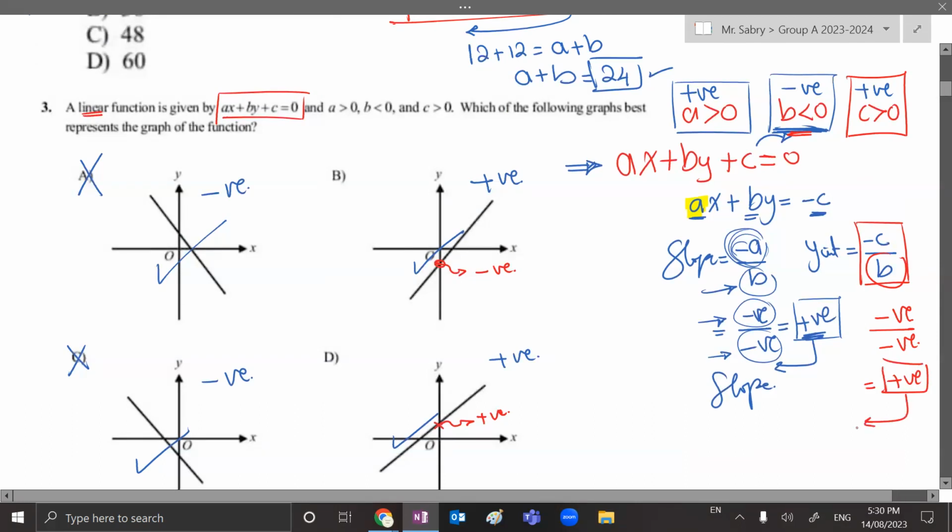So that means that the y-intercept must be positive as well, which then means that D must be the correct answer, and this one is incorrect. Does that make sense?